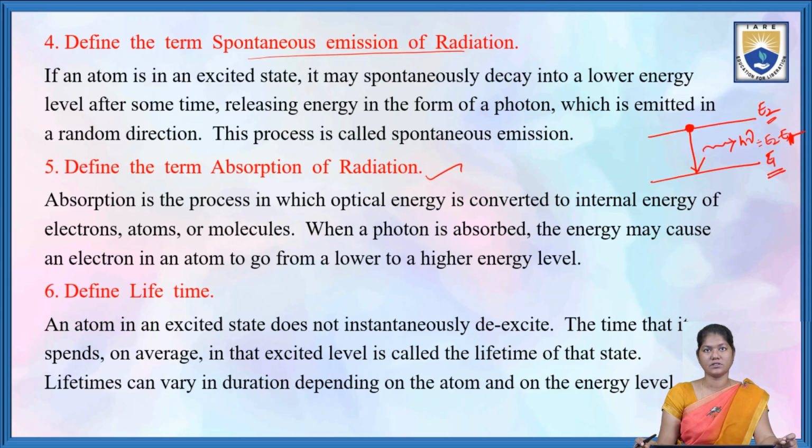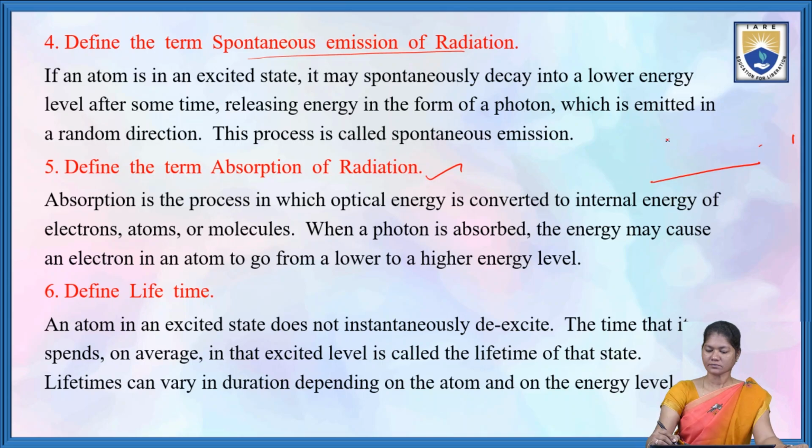Absorption is the process in which optical energy is converted into internal energy of electrons, atoms or molecules. When a photon is absorbed, the energy may cause an electron in an atom to go from a lower to a higher energy level. So E1, E2: lower energy level and excited state energy level.